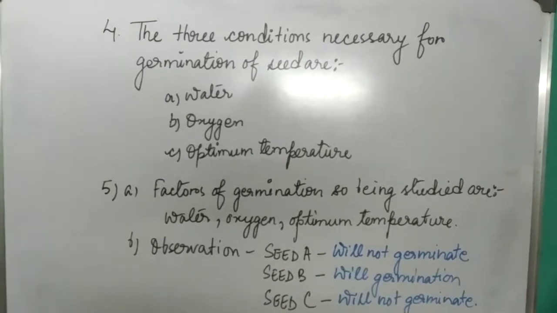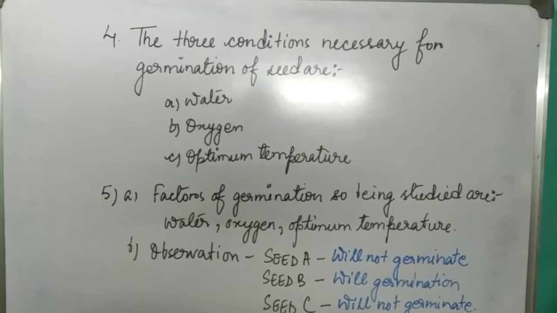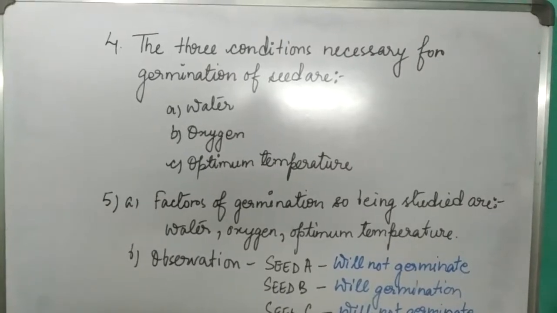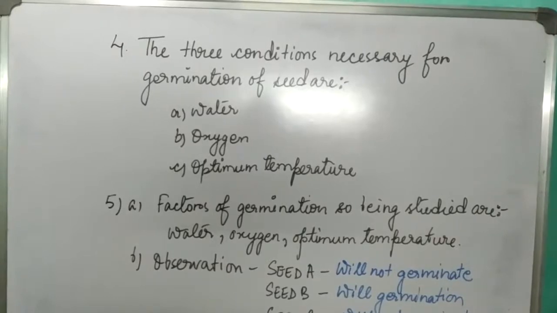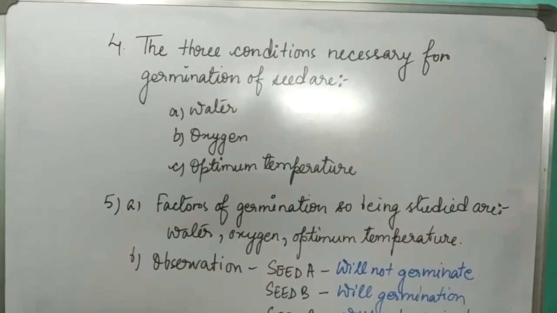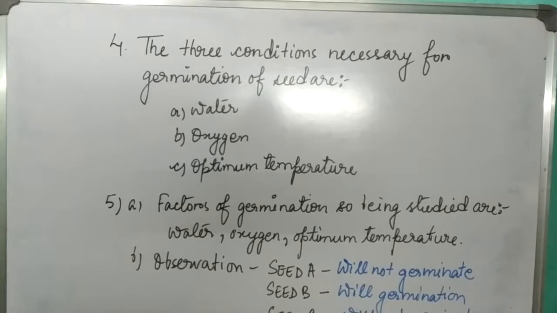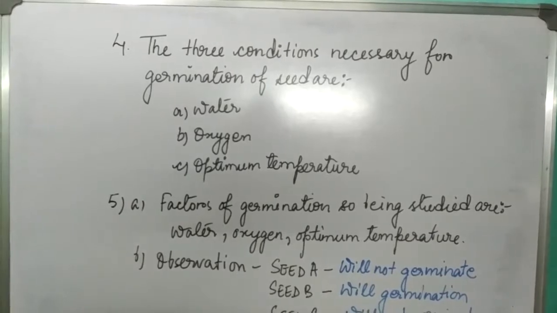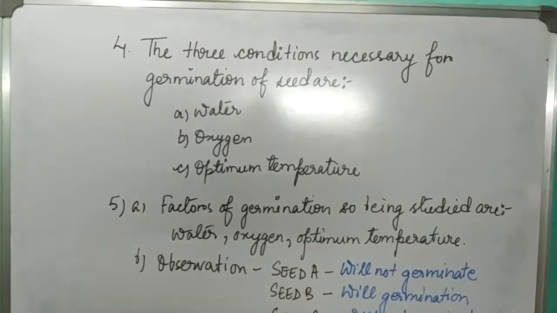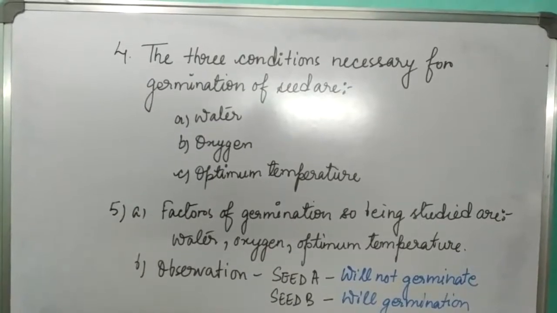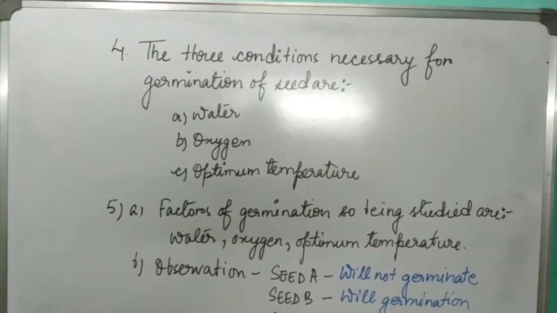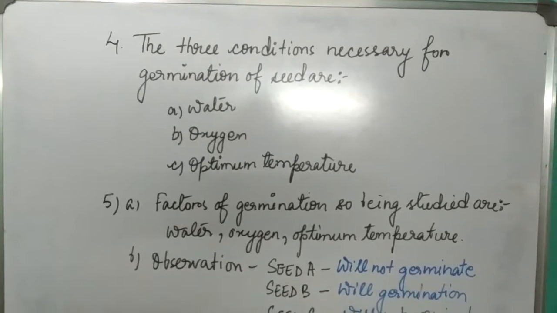Next point is oxygen. Oxygen is required for what? As I told you, it helps in breaking down the food particles and generates energy, so it is required for growth and development of the seedling. Next is optimum temperature. It is very important. If the optimum temperature is not there, then the seed will not germinate.